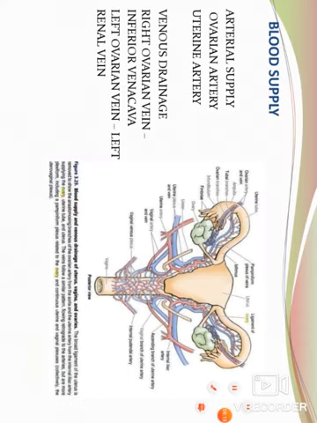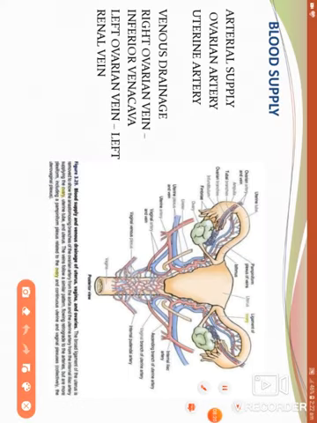Then here you can see the blood supply of the ovary. See here, this is the uterus, vagina, fallopian tube, ovary. The main supply is the ovarian artery. This ovarian artery is a branch of the abdominal aorta. You can also see the uterine artery coming. It is tortuous, this uterine artery.